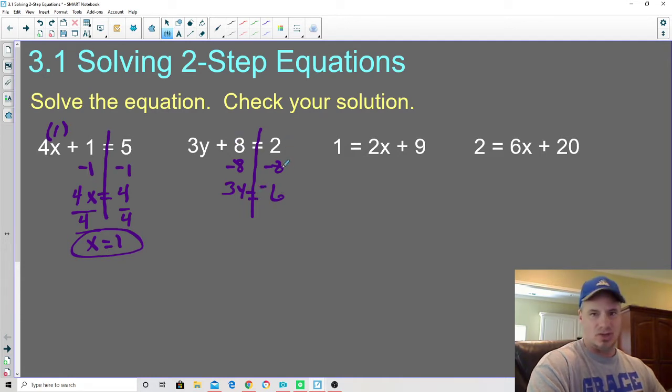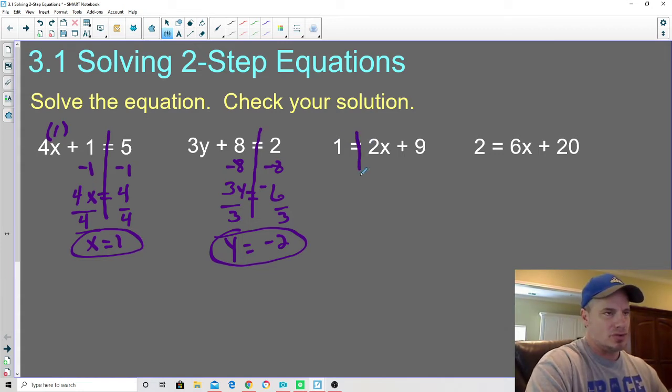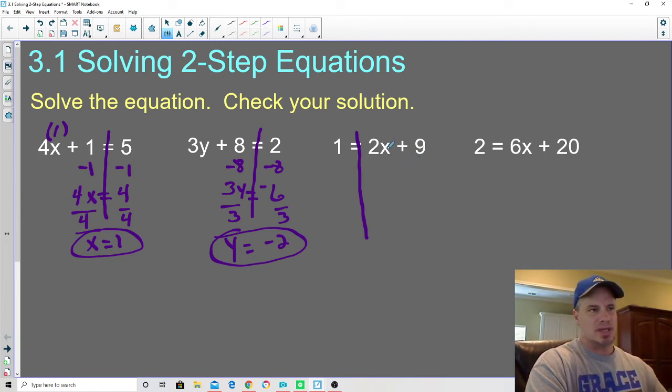I'll rewrite the equation after each step. Last step, divide by 3, y equals negative 2. And circle. To check, 3 times negative 2 is negative 6. Negative 6 plus 8 is positive 2, and that works. I'm going to try to draw a straighter line. I don't do any better there. Even though the x is on the right-hand side, it doesn't really matter. We're going to solve it this way.